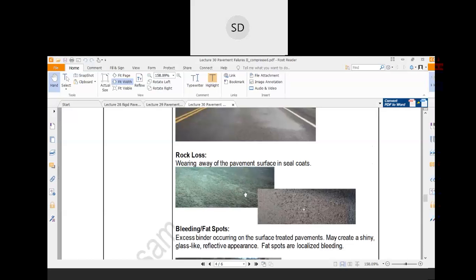Then rock loss. In the rock loss, what happens? There is the top surface, that is the wearing course, and wearing courses or binder courses are generally made up of your bitumen and your coarse aggregate. So in the rock loss, what happens? There would be binder material, but aggregate would be lost from there, and some such structure would be formed. So this type of failure is called rock loss.